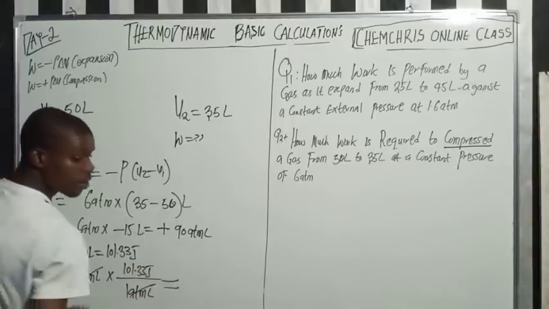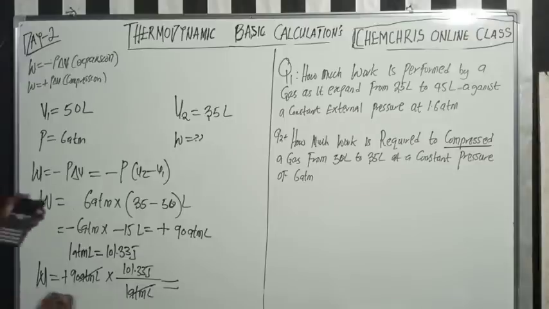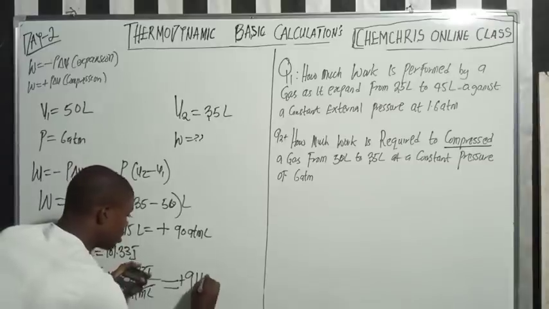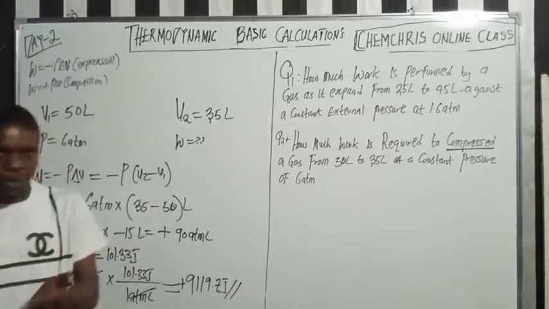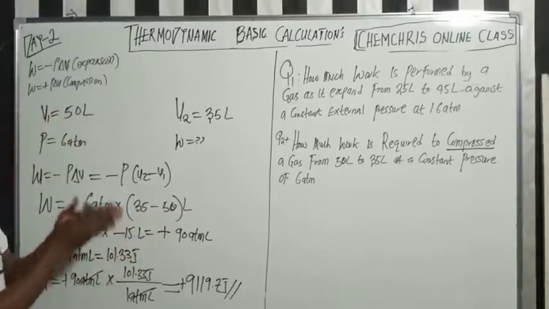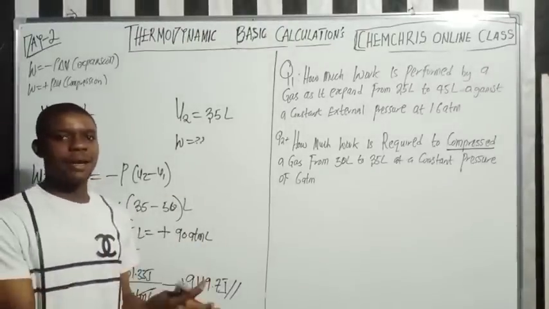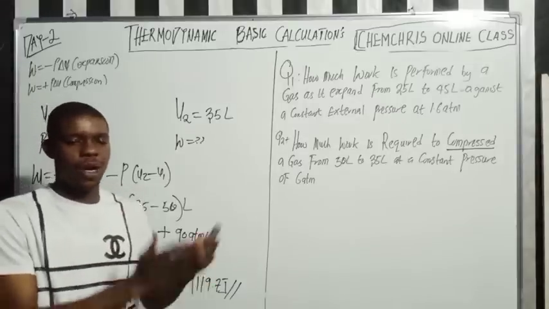So here you have 90 times 101.33. So here I have plus 9119.7 joules. That is the answer. But hope you understand now. This is how to solve pressure volume work. So now move to the next one, which is called isothermal reversible expansion of an ideal gas. So that will be the next thing I want to look at.